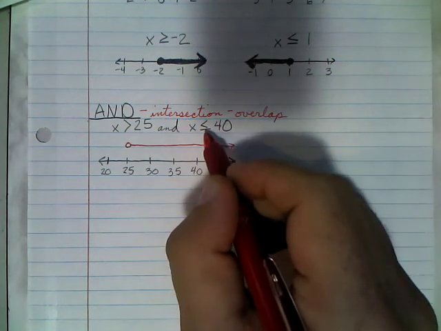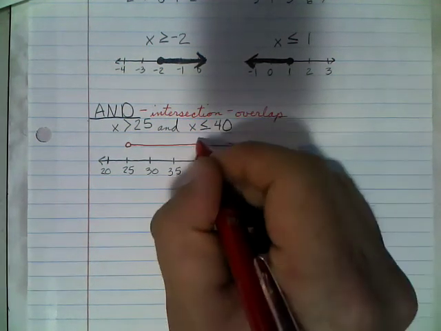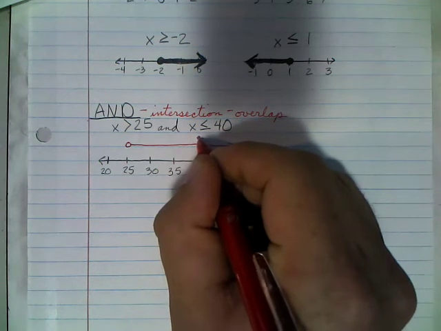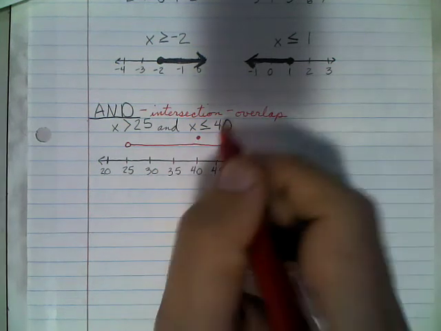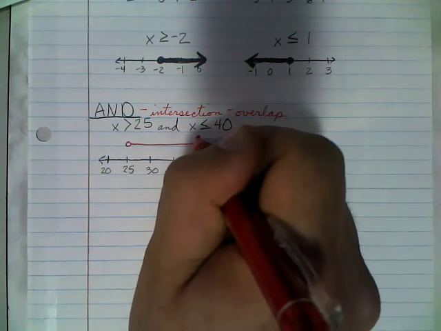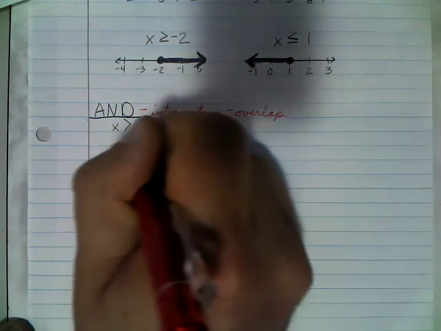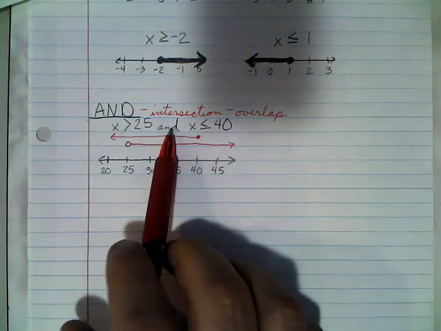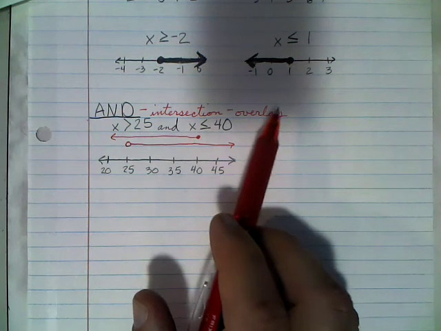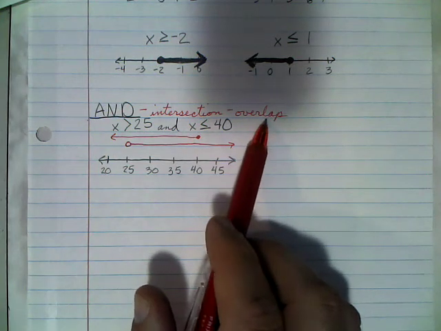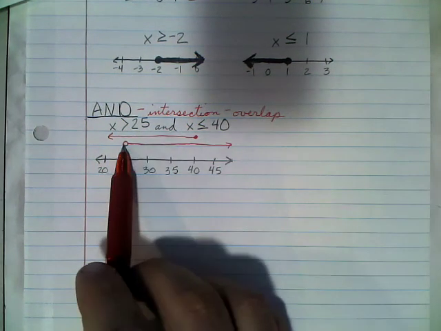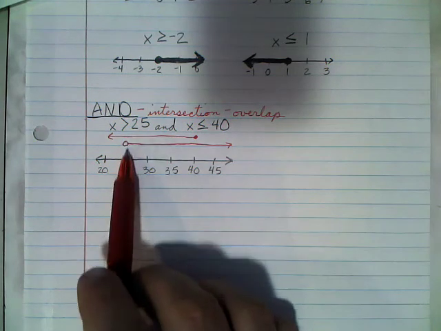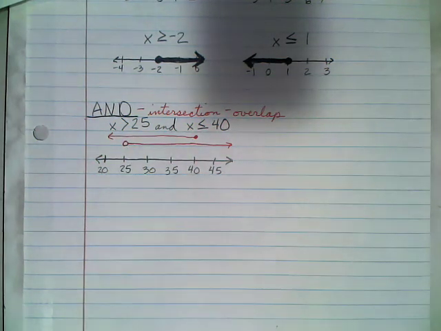X is less than or equal to 40 would be a closed dot at 40. But then since it's a less than, our values would be headed in this direction. So the intersection, the and, is going to be the overlap. So where do these two overlap? Well, they overlap in between these two boundaries. This is where they overlap.